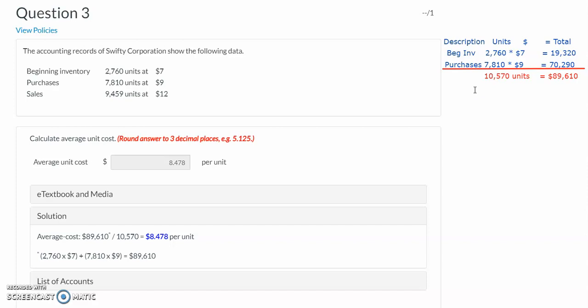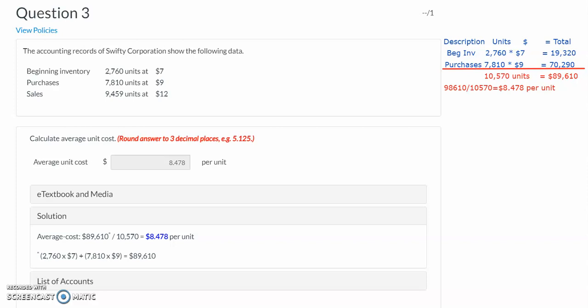To get the weighted average cost per unit, because some units cost us more than others, we just need to take the $89,610 and divide it by the number of units. You also want to make sure that you round to the number of decimal points that Wiley indicates. So our cost per unit on average was $8.48.